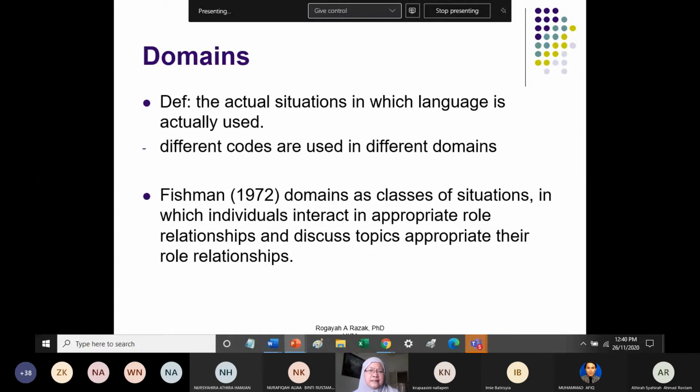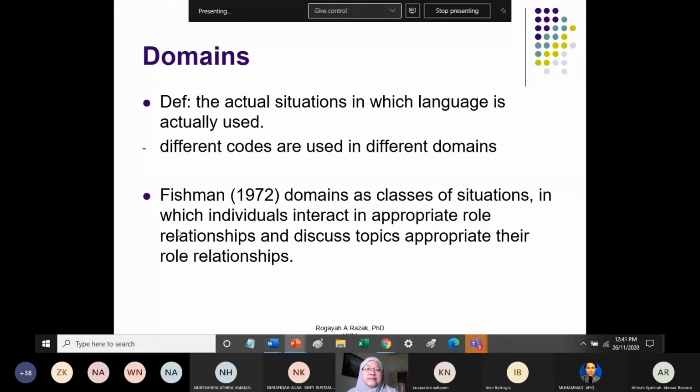As I said, now I'm giving a lecture. So my domain is lecture, and the code that I'm using is, I think, formal English. And then right after I finish, I switch off. I go outside to my living room, and my husband is there. I'll speak to him in a different code, because now the situation is the family domain. And then let's say I want to go to the post office to send off some stuff. It's the post office domain, so the way I speak will also be different.